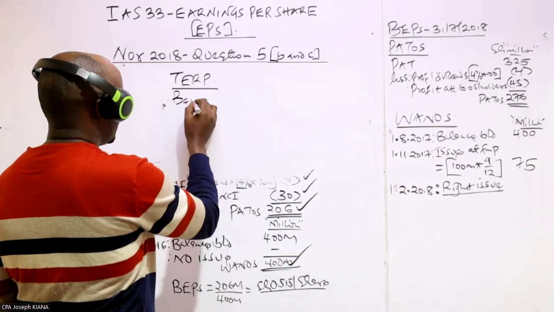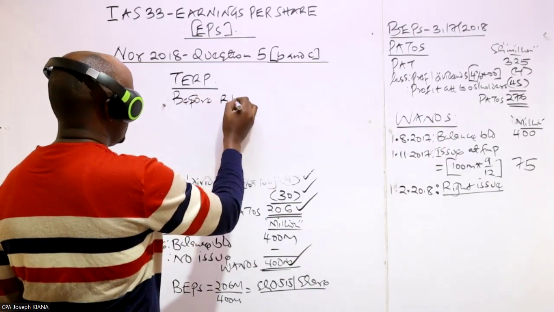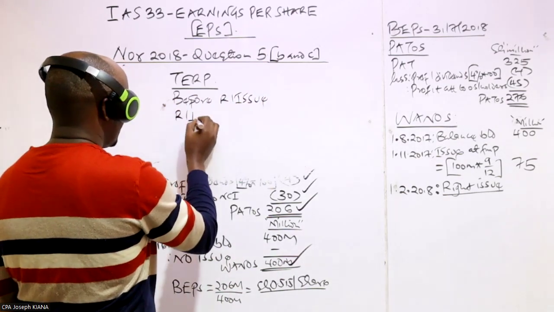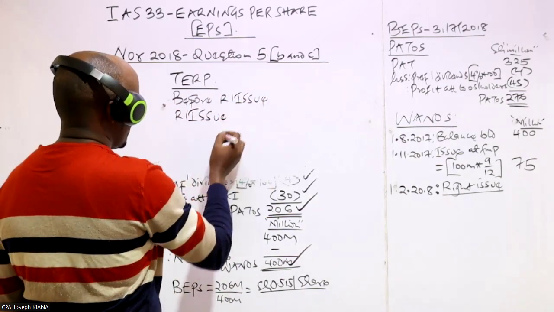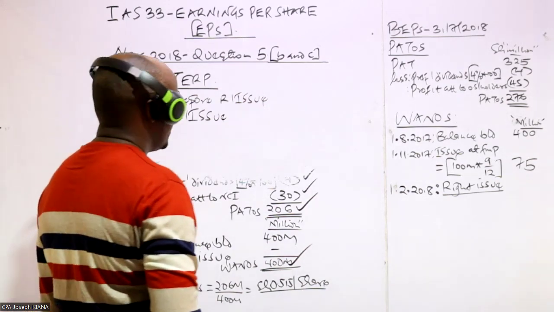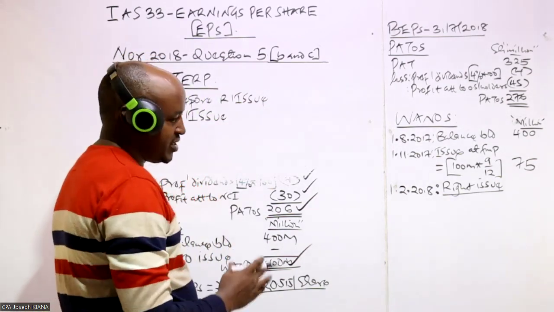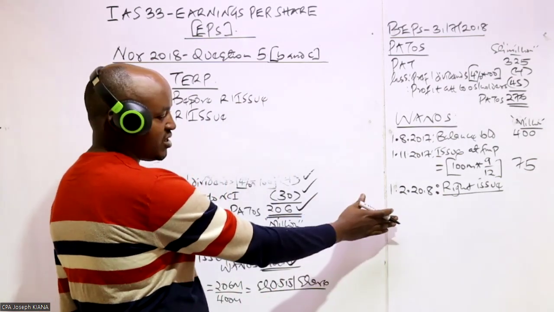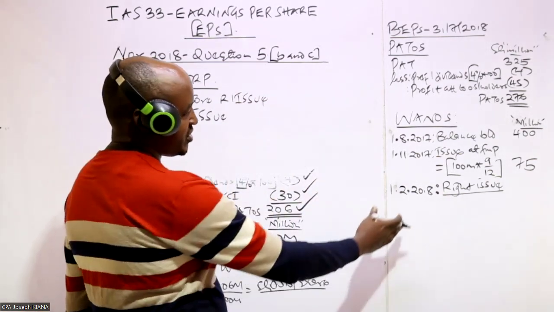Number 1, we need to determine how many shares were issued by the company during the right issue. And then we also have the shares which were issued by the company during the right issue. So to determine the total shares issued by the company, we can't get that in the question. We can only get it here.